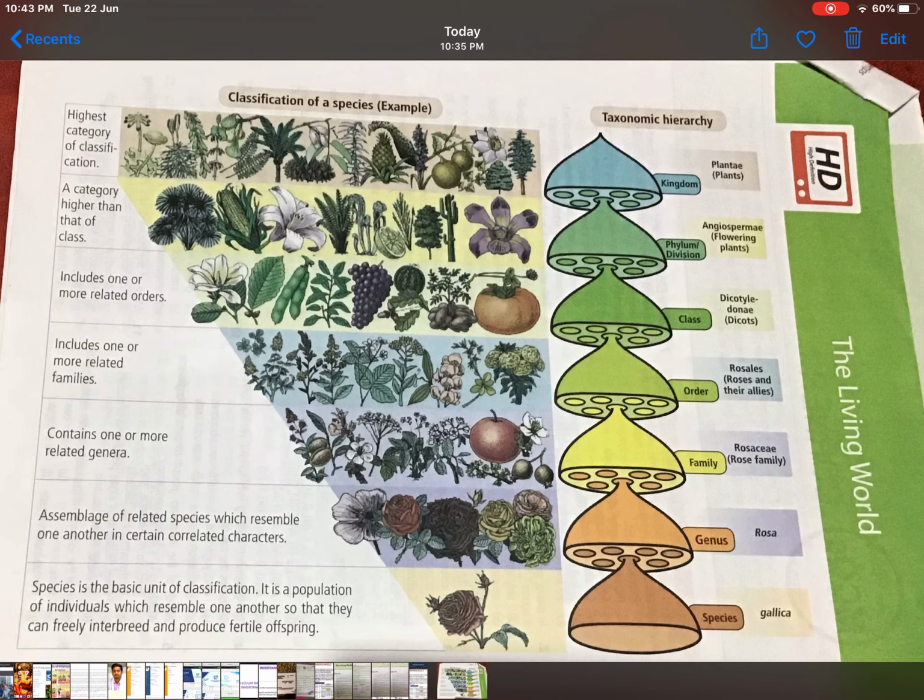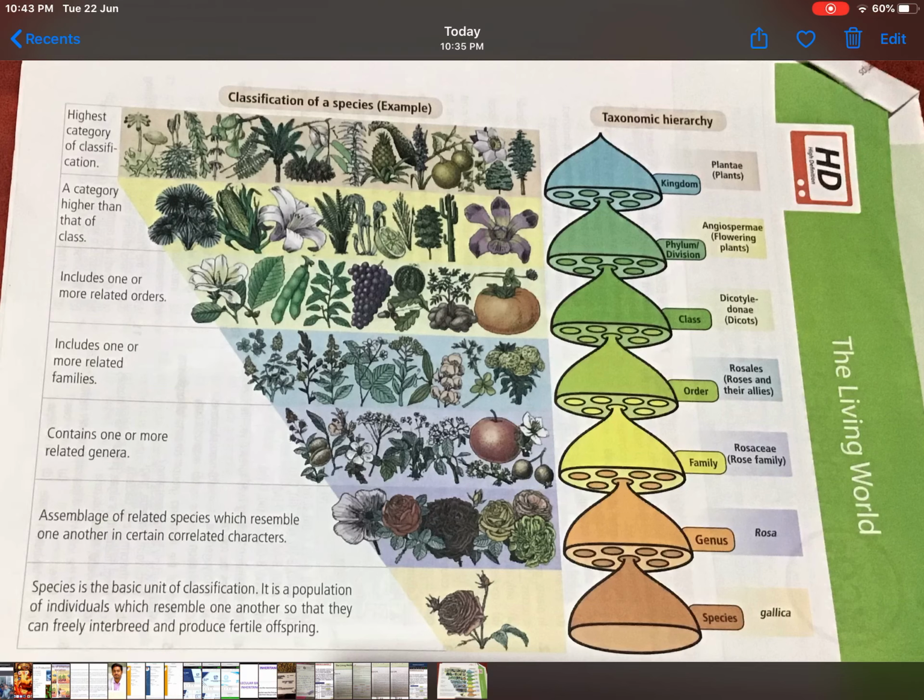You can see the related species, varieties of roses, and some roses which look like hibiscus. These resemble one another in certain correlated characters. That means in the species, if the similarities are 100%, in the genus it will not be 100%, it will be somewhere around 80%, so the 20% differences will be there. That is what we say genus.